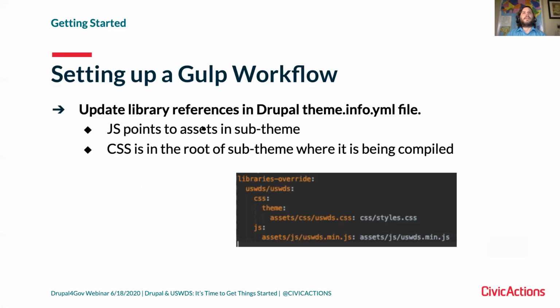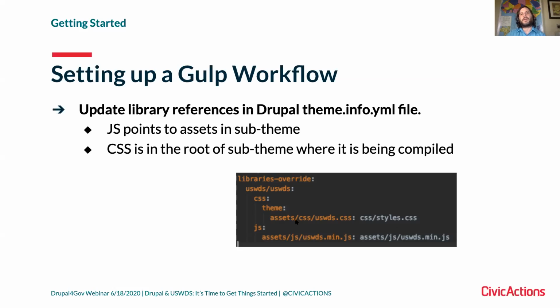Okay, so we need to update a few things, library references in our theme's info file. The parent theme defines a library called USWDS, but it doesn't actually provide any of those files for that library. So we're going to override the library in the child theme and point things in the right direction. This screenshot shows what we're about to do, which is replacing the path to this CSS file with our own CSS.